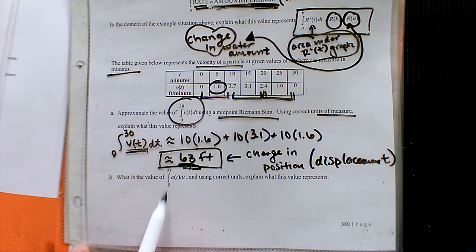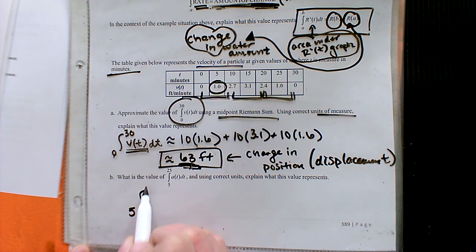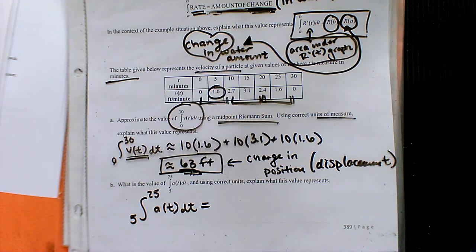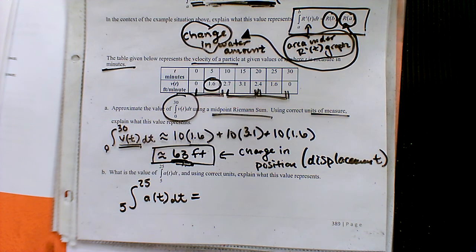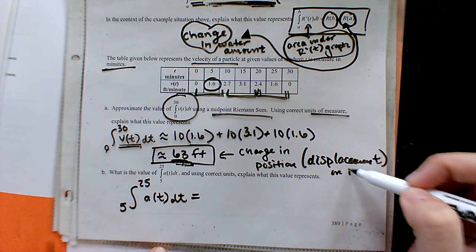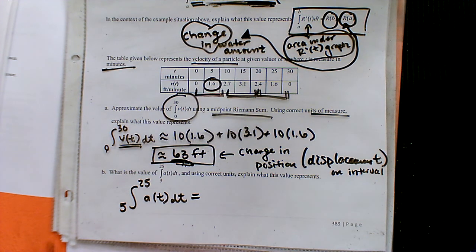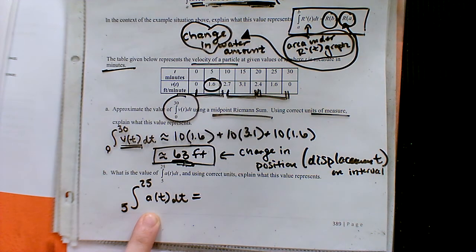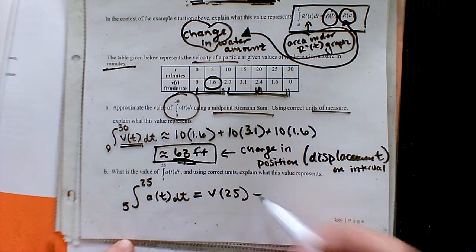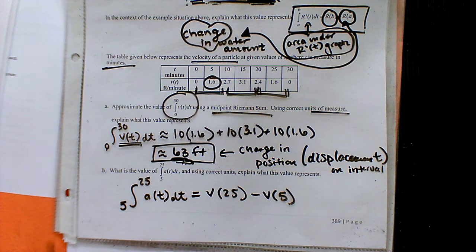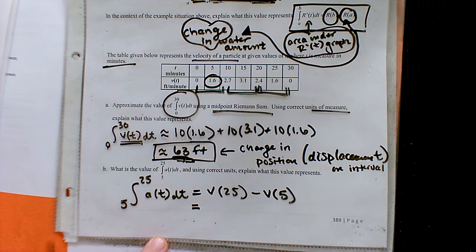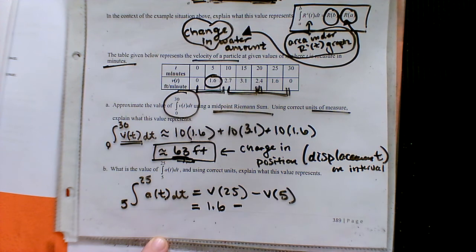What is the value from 5 to 25 of acceleration? So we have to think about what we have, what we're trying to find. They give us a table of velocity, and they want us to integrate acceleration. Yeah? You do v of 25 minus v of 5. There we go. So we know that velocity is the antiderivative, the previous function to acceleration. So we can do the top bound minus the bottom bound. V of 25 is 1.6, and v of 5 is also 1.6, so we get 0.